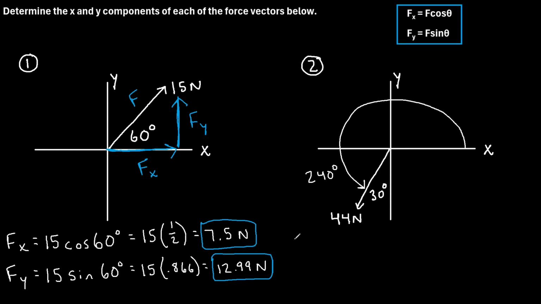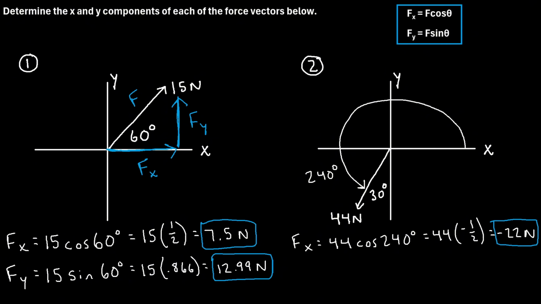So first, let's start with the x component. We'll say F sub x. That's equal to the magnitude, so 44, times the cosine of the angle. So again, we're using the cosine of 240 degrees. Now, the cosine of 240 degrees is negative 1/2. So really this simplifies to 44 times negative 1/2. And that comes out to negative 22. And we'll say newtons. So the x component for this vector is negative 22 newtons.